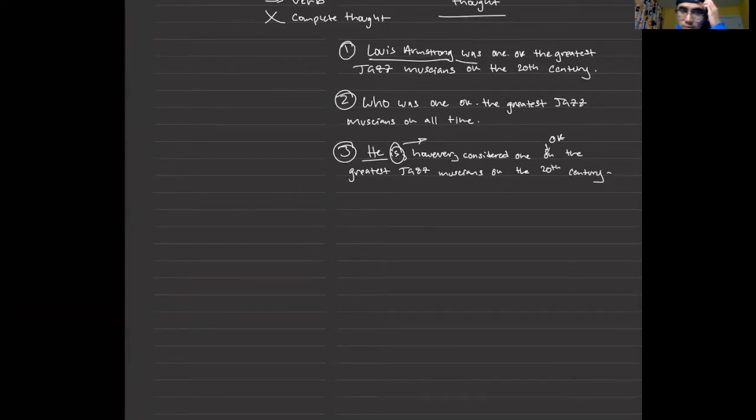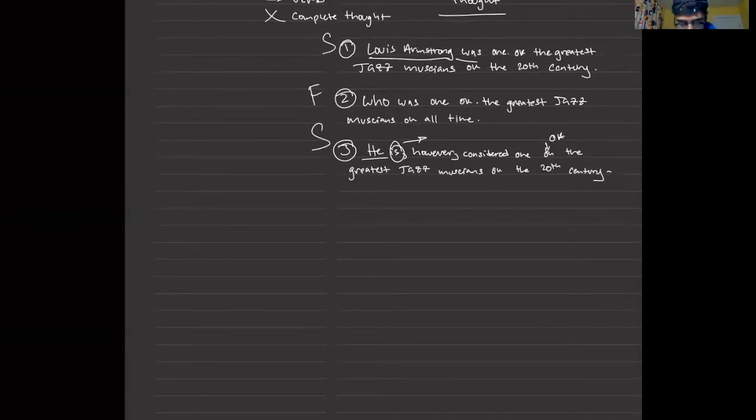So remember, we have he, we have is. So we have our verb and we have our noun, or our subject, and we have a complete thought. He is considered one of the greatest jazz musicians of the 20th century. Complete thought, right? We have again subject, verb, and complete thought. Therefore, it is a sentence. So let me write SFS just to get a general understanding of what exactly we're looking at here.